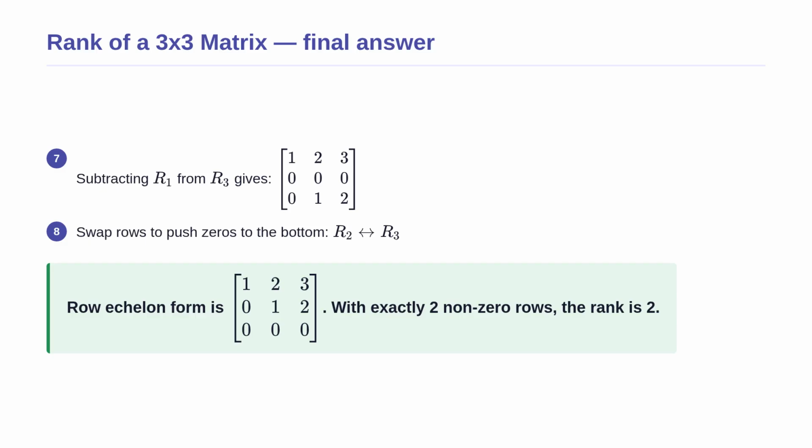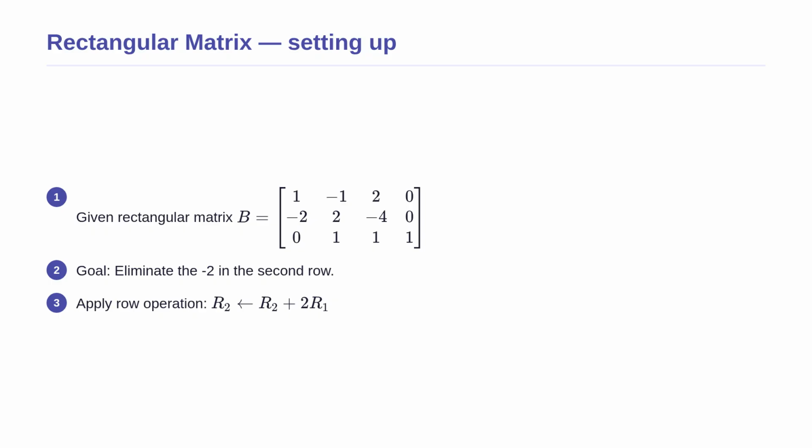Physically, this means the original 3 rows only had enough unique information to map out a flat 2-dimensional plane, not a full 3-dimensional space. Let us look at a slightly different scenario with a rectangular matrix, which we will call matrix B. This matrix has 3 rows and 4 columns, representing 3 vectors living in a 4-dimensional space. We want to find out how many unique directions these vectors actually cover.